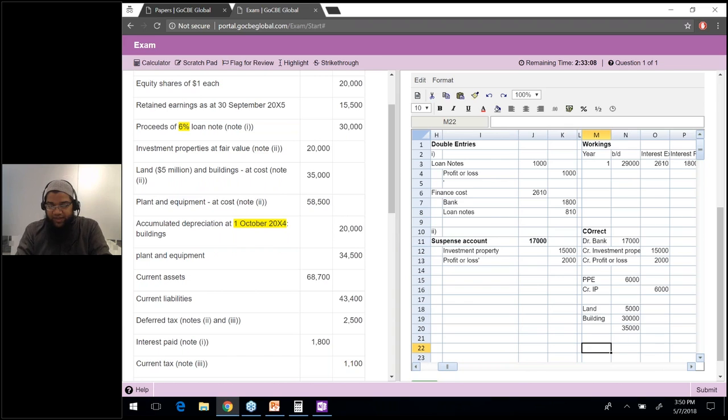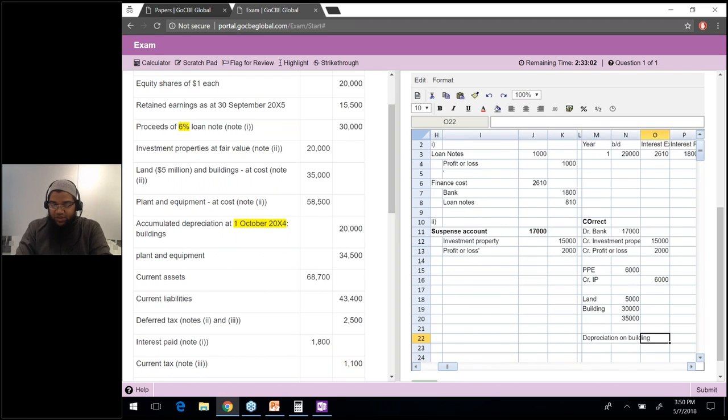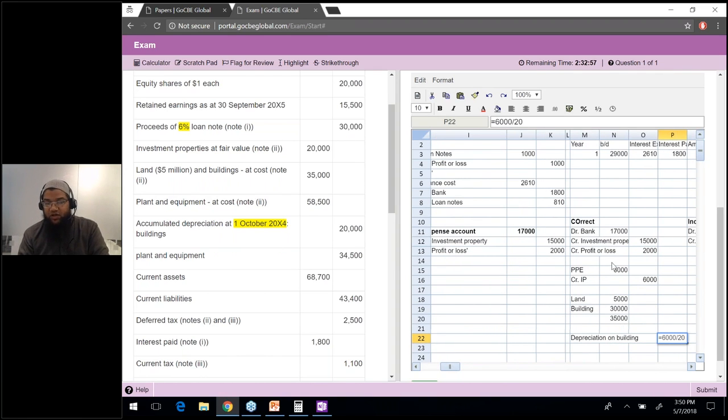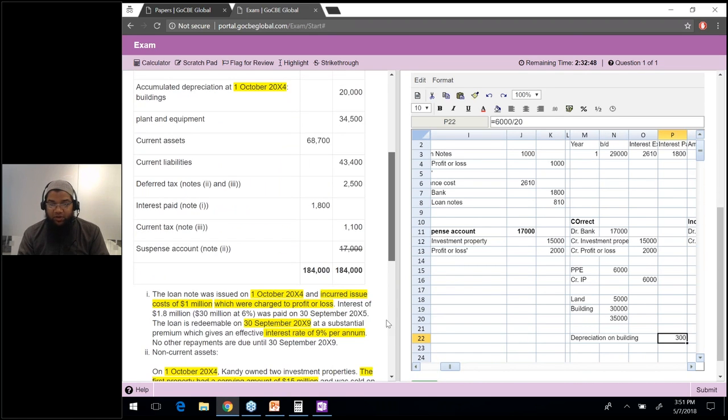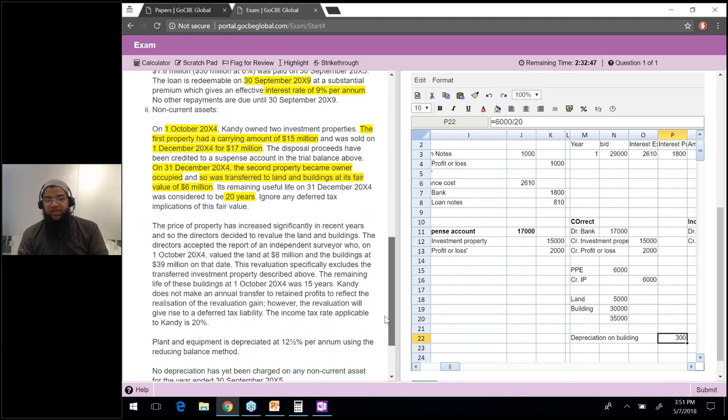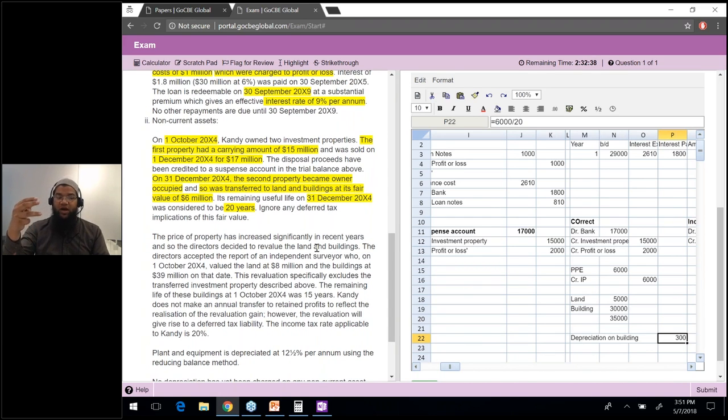Now, when we are going to charge the depreciation on building, we will be charging depreciation 6,000 divided by 20. The amount transferred from investment property to PPE divided by 20 will give us the annual depreciation. But this property was transferred on 31st December 2004, so we are going to charge the depreciation from December 20x4. So January, February, March, April, May, June, July, August, September. How many months? 9 months. So into 9 divided by 12, the depreciation is going to be 225 for this. Apart from this, there will be some depreciation further on the remaining $30,000 that we will be charging separately.